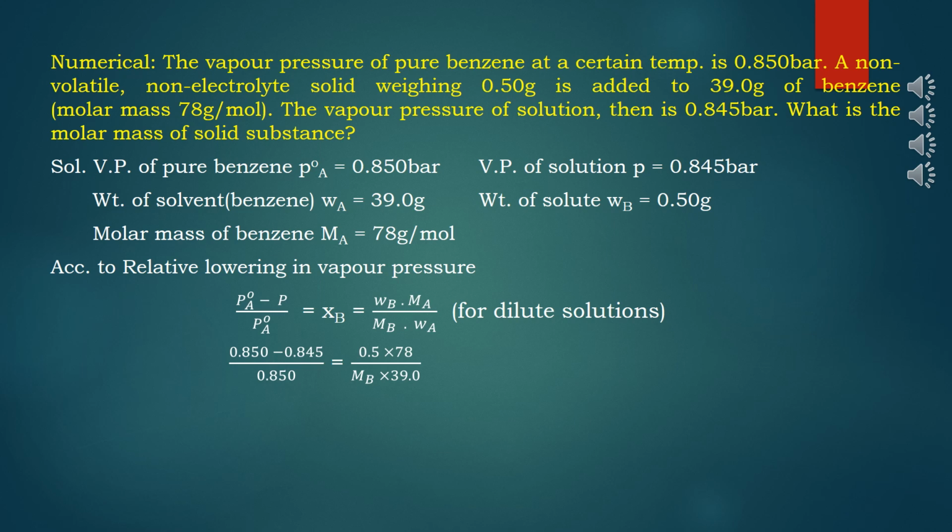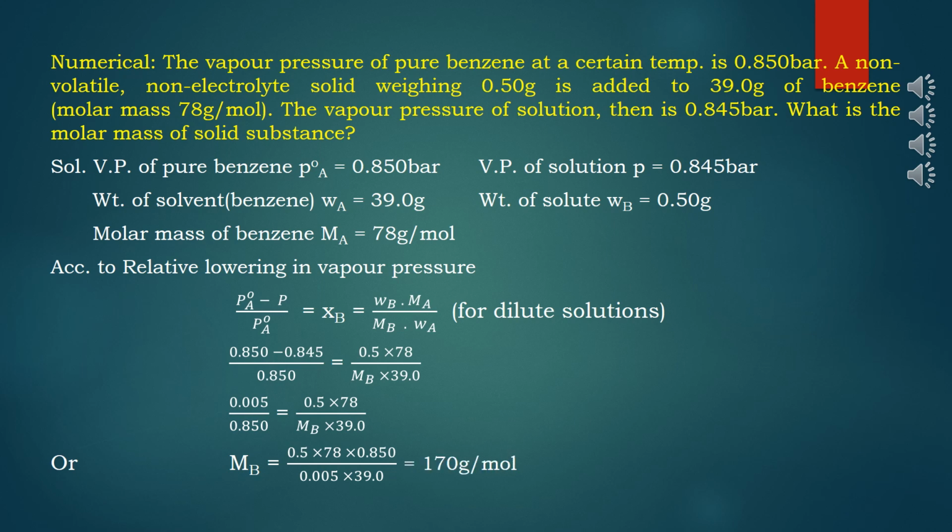So it can be written as 0.005 divided by 0.850 is equal to 0.5 into 78 divided by Mb into 39. So by rearranging the equation, Mb can be calculated as 0.5 into 78 into 0.850 divided by 0.005 into 39, which comes out to be 170 gram per mole.